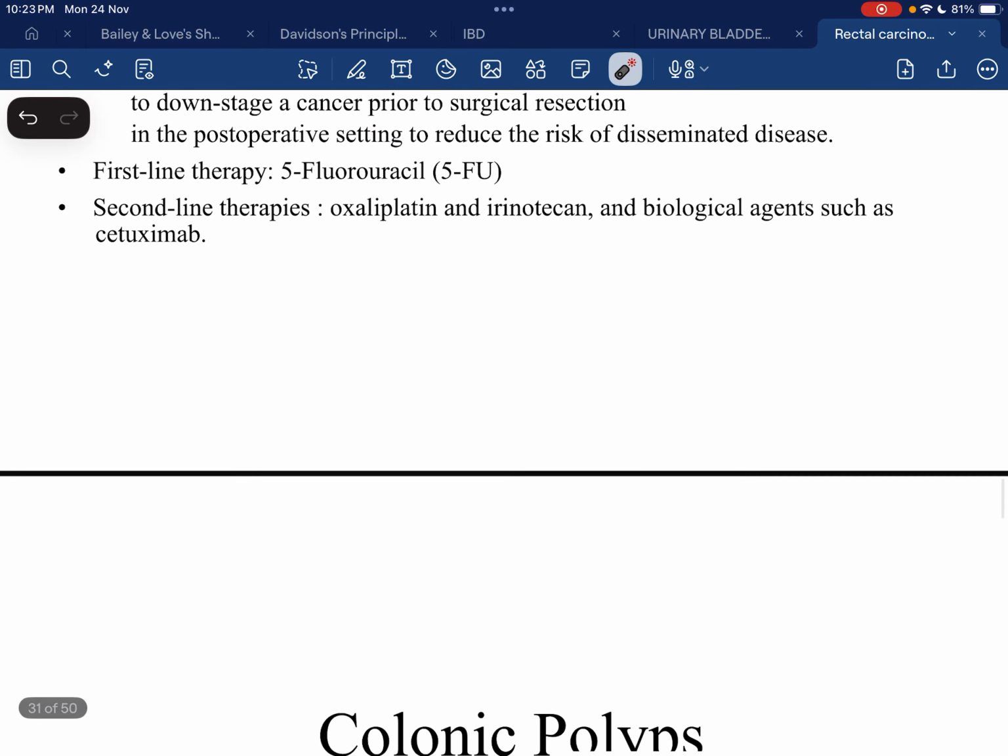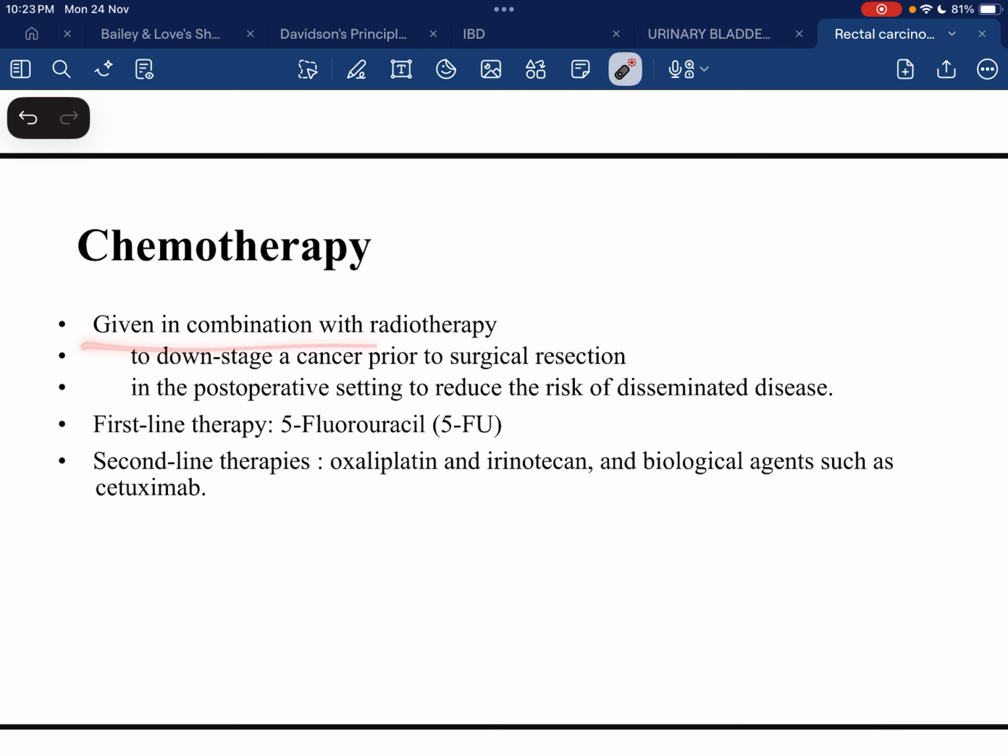Chemotherapy is given in combination with radiotherapy and to downstage cancer prior to surgical resection. In the postoperative setting, it is given to reduce the risk of disseminated disease. First line therapy is bipolar. Second line therapy is oxaliplatin, irinotecan, and biological agents such as cetuximab.